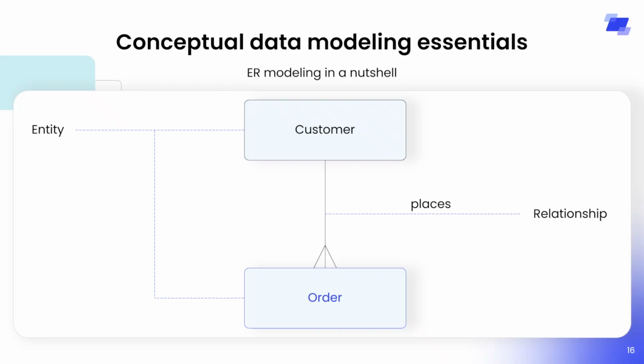So what is ER modeling in a nutshell? It is that we identify entities. So we have chosen our scope now, and we are identifying the most important entities in that scope. In this simple model we have two entities, customer and order, and relationships, how they are related. And as I said, even though there are details, it doesn't get much more complicated than this.